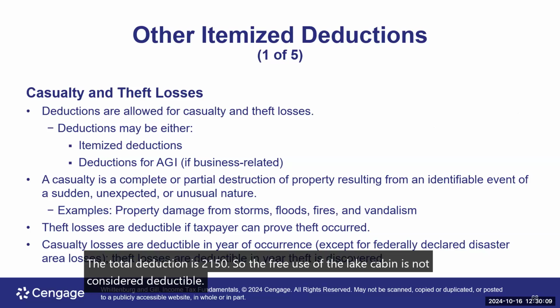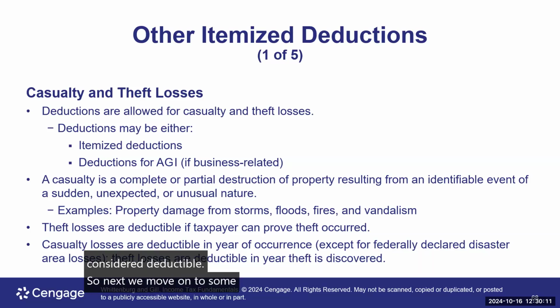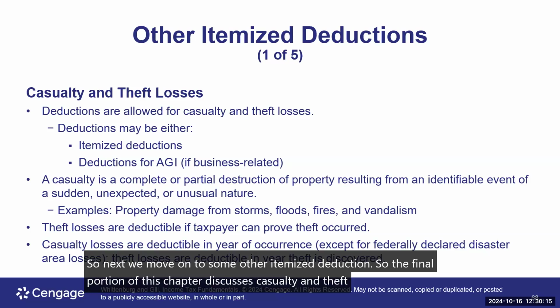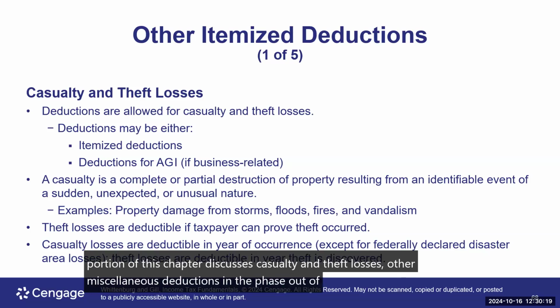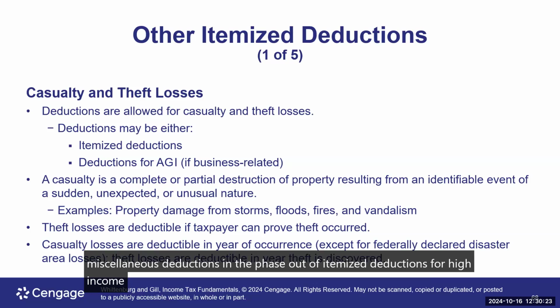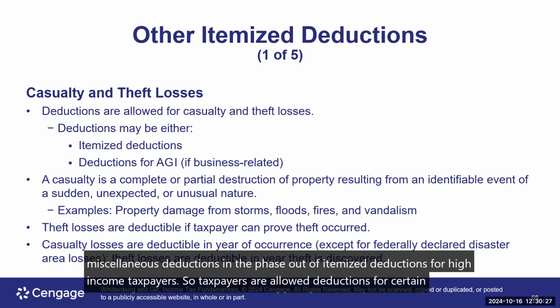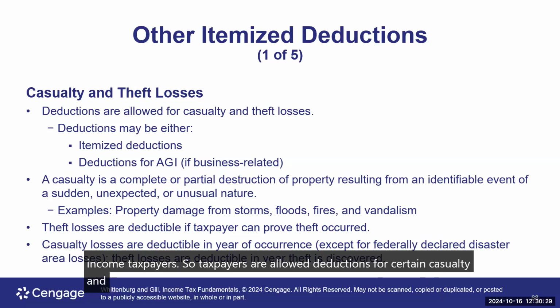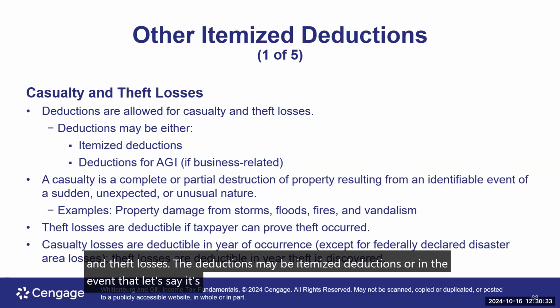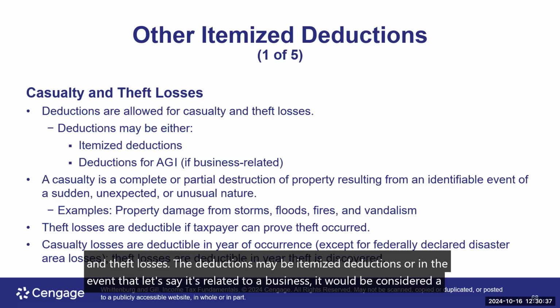So next we move on to some other itemized deductions. The final portion of this chapter discusses casualty and theft losses, other miscellaneous deductions, and the phase out of itemized deductions for high income taxpayers. Taxpayers are allowed deductions for certain casualty and theft losses. The deductions may be itemized deductions, or in the event that, let's say, it's related to a business, it will be considered a deduction for adjusted gross income.